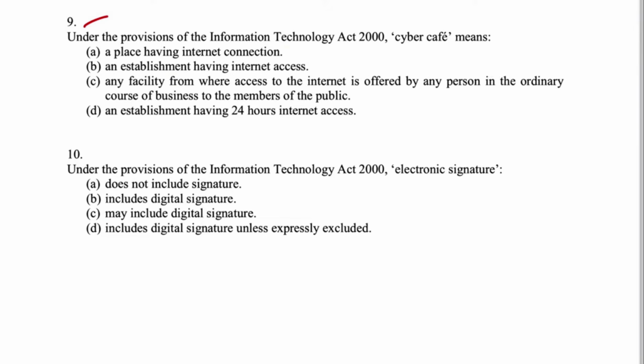Next is 9. Under the provision of IT Act, cyber cafe means a place having internet connection, an establishment having internet access, any facility from where the access to internet is offered by any person in ordinary course of business to a member of public. C is the answer. And where is the definition of cyber cafe? In section 2(1)(na) of IT Act.